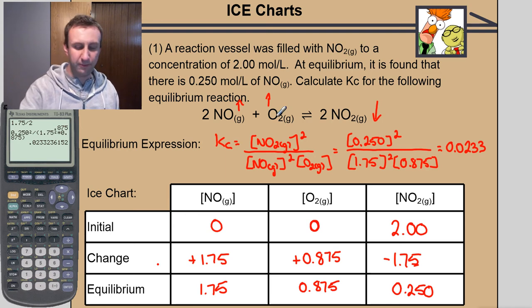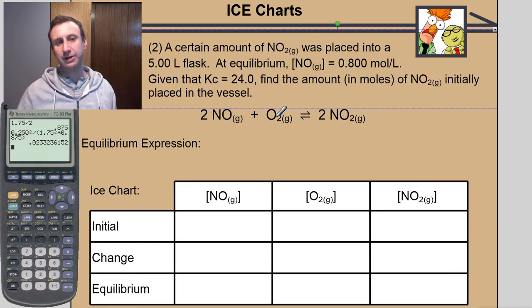All right, let's move on to the next question and give it a go. A certain amount of NO2, same reaction here, which is nice, handy, was placed into a 5-liter flask. Ooh, added complexity of a mole per liter calculation. At equilibrium, NO gas equals 0.800 moles per liter.